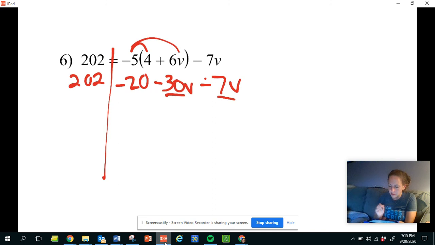I'm still going to distribute first. So my 202 will come down, but I have to multiply negative 5 just by the stuff in parentheses. So this is going to be negative 20 and then negative 30v. And then I'm just going to bring down my negative 7v. The next thing I want to do is combine those two because they're on the same side. If I have two like terms on the same side, I need to combine them before I solve.